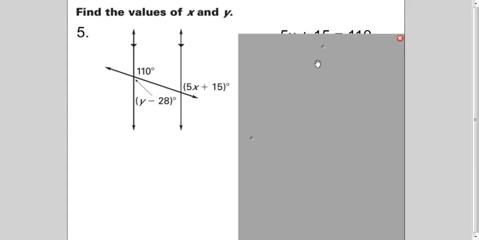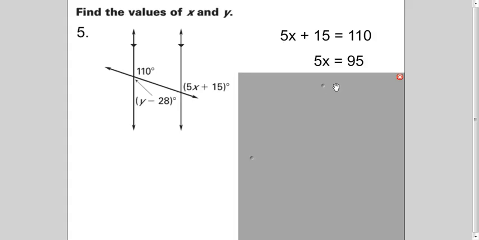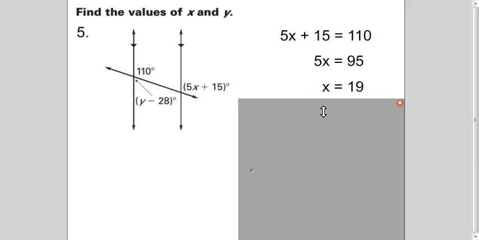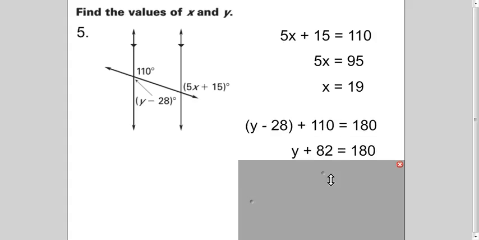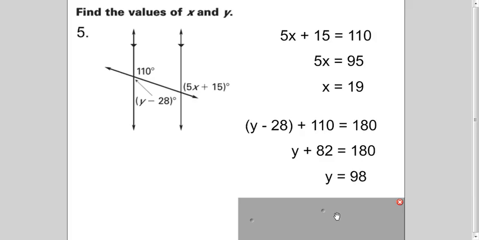So the way I looked at it was I said, hey, 5x plus 15 must be the same as 110 degrees because those are corresponding angles. So subtract 15 from both sides, divide by 5, and you get 19. And for y, I said these two are supplementary, right? They're a linear pair. So they must add up to 180. And so y is 98.